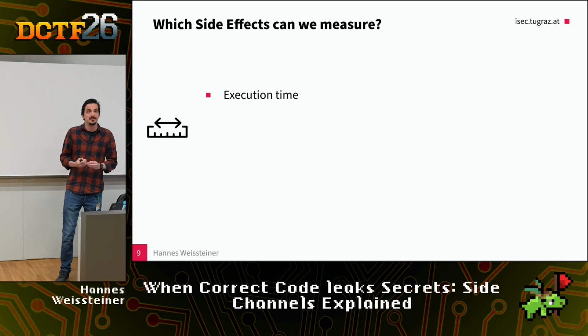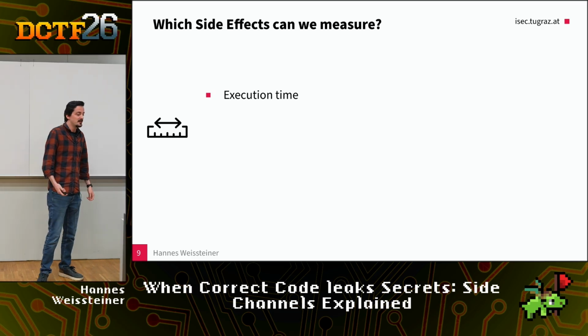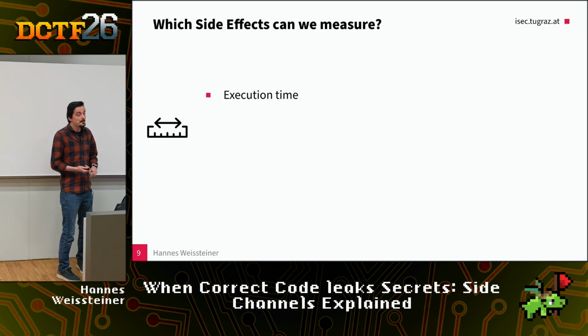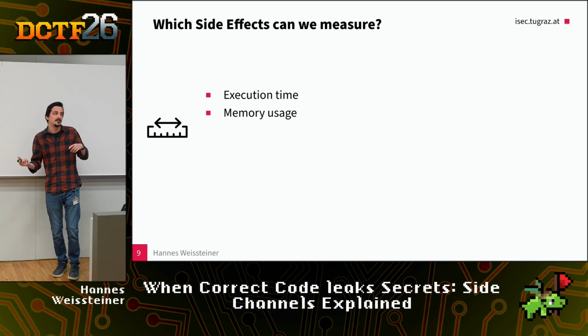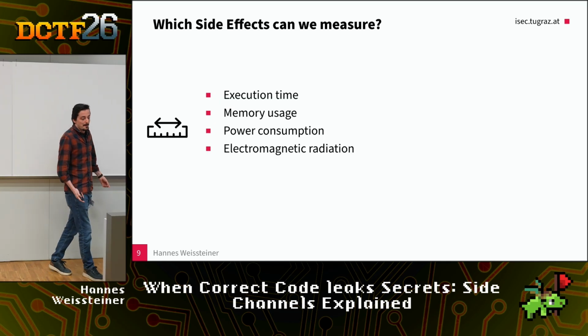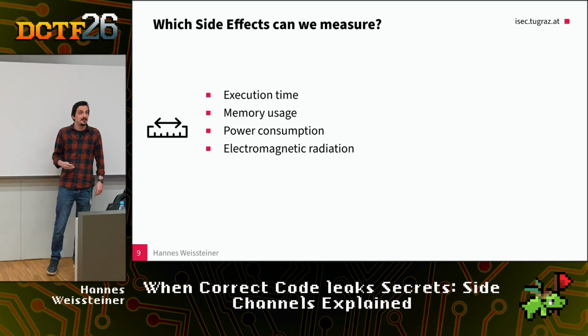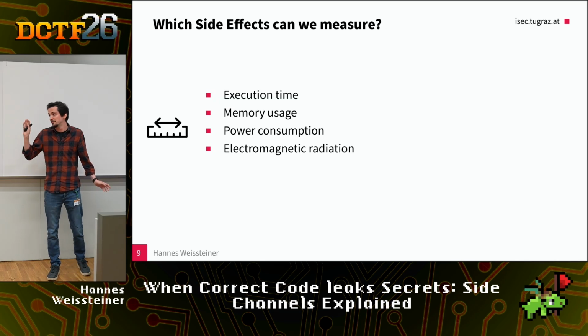There are a bunch of different things that we can measure to gain side channel information. Execution time we saw already. There is memory usage. Maybe some code path allocates more memory than a different one. Power consumption is a popular one. Electromagnetic radiation has been shown before. People have recovered screen contents from electromagnetic radiation.